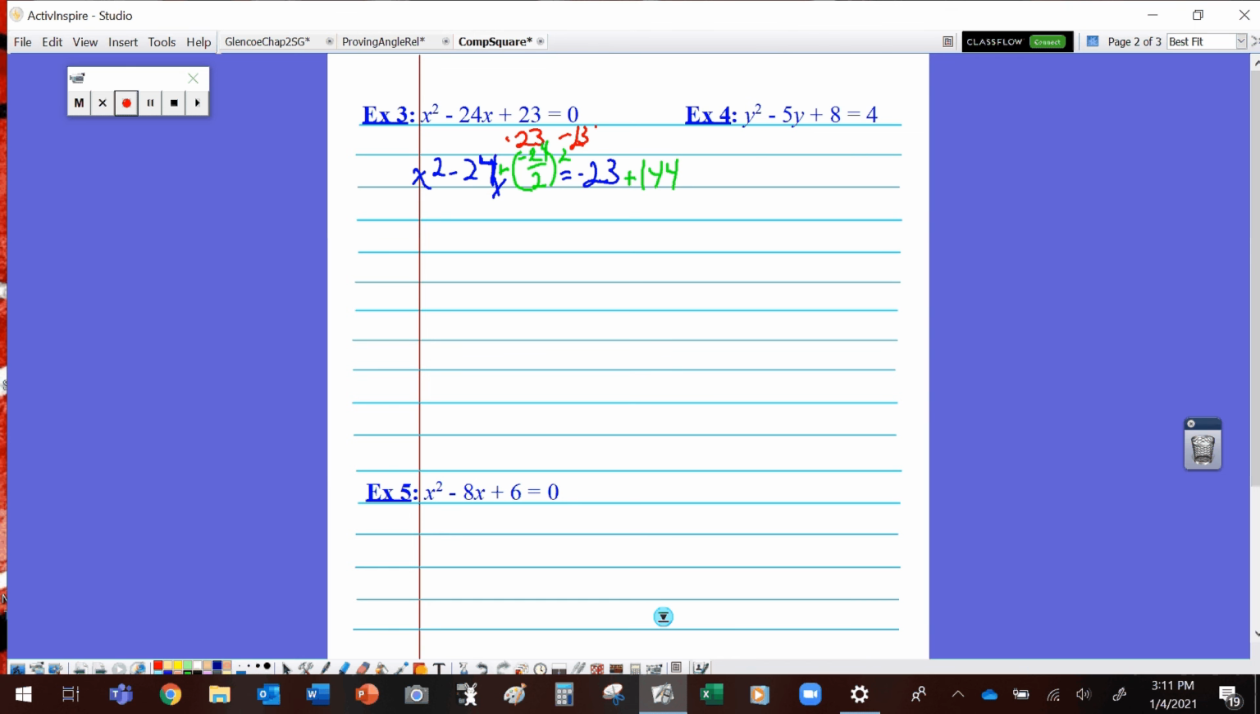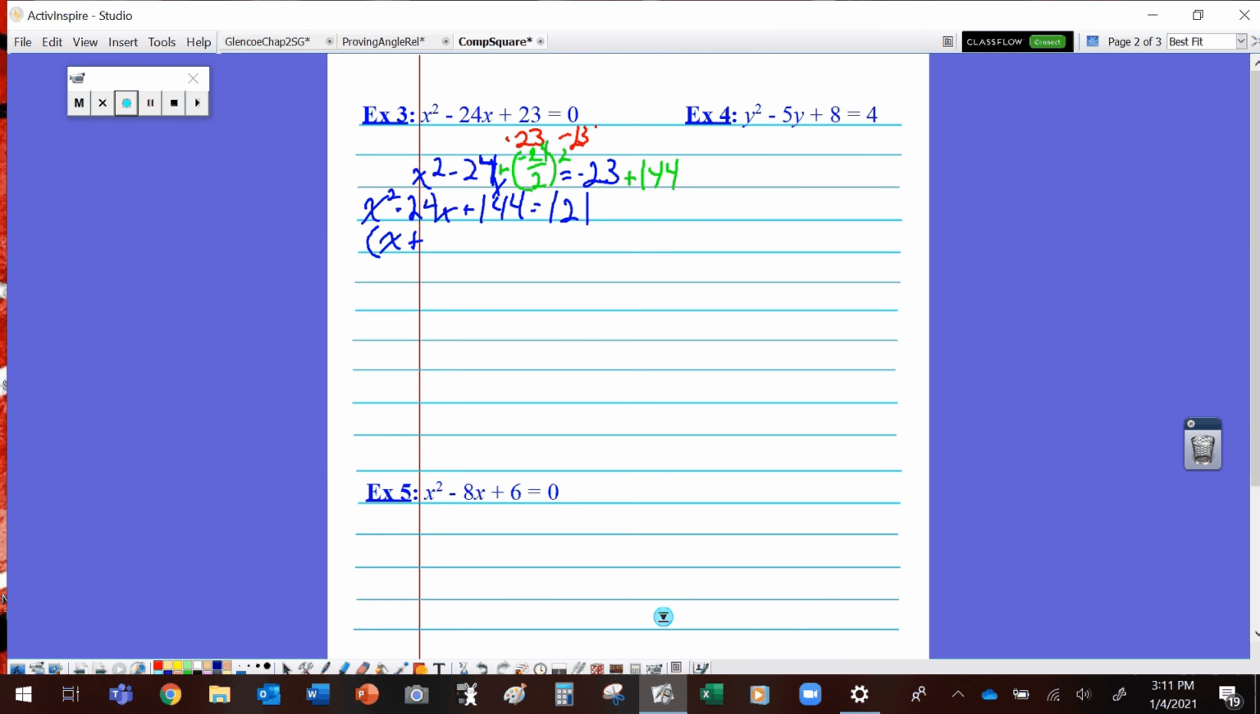We can handle it. So the next thing that we want to do, I'm going to clean this up just a little bit so it's a little bit easier for us to see and work with. We'll have x squared minus 24x plus 144 equals negative 23 plus 144, which is going to be 121. Now this is going to factor, and it's always going to factor the exact same way.